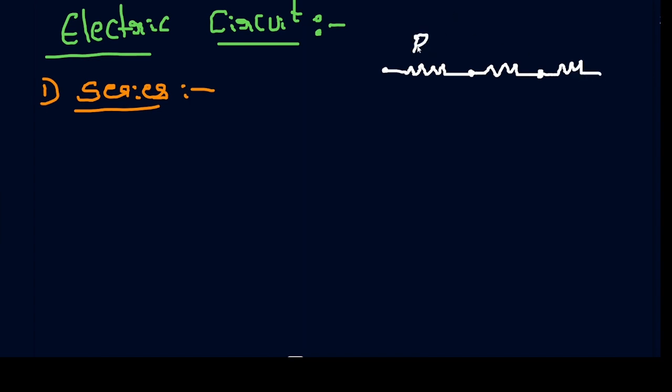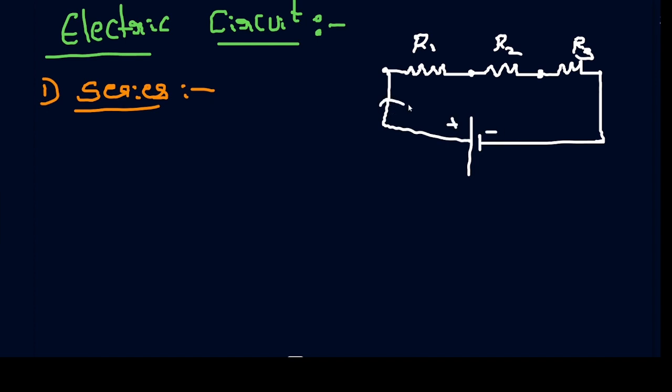Now it has a resistance R1, it has a resistance R2, and it has resistance R3. Now all these resistors are connected to a battery of V. Got it? Now this is the positive terminal and the negative terminal. Now current flows through it. So the current flowing through it is I. So this combination is known as series combination.